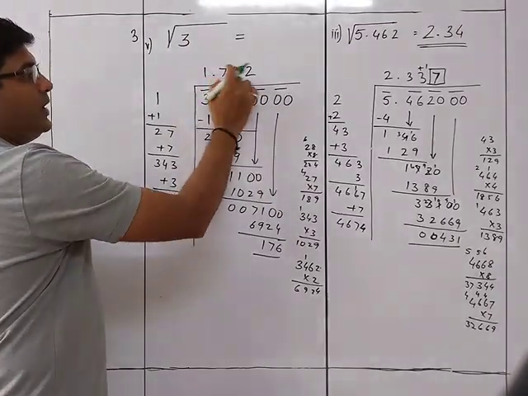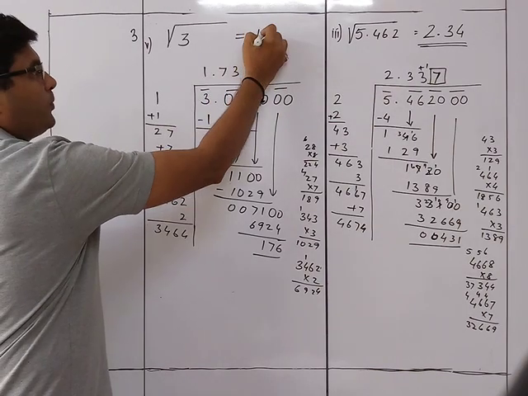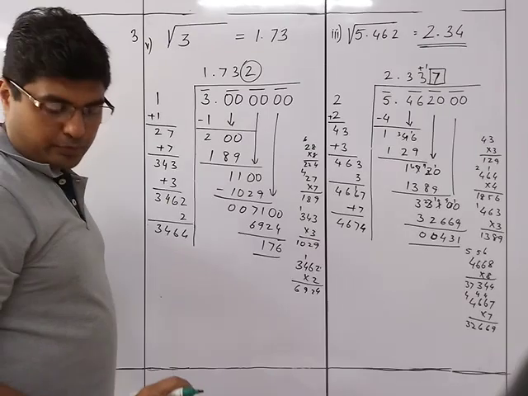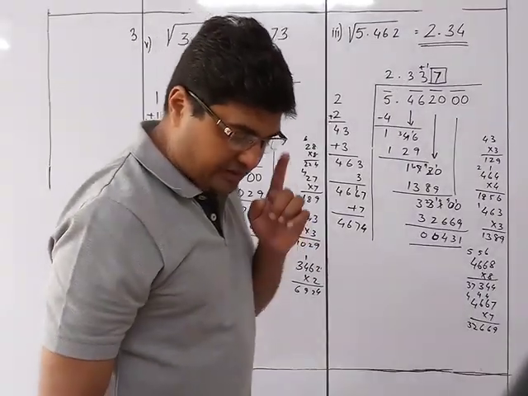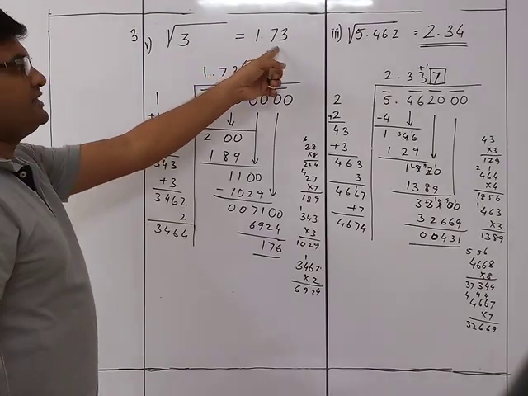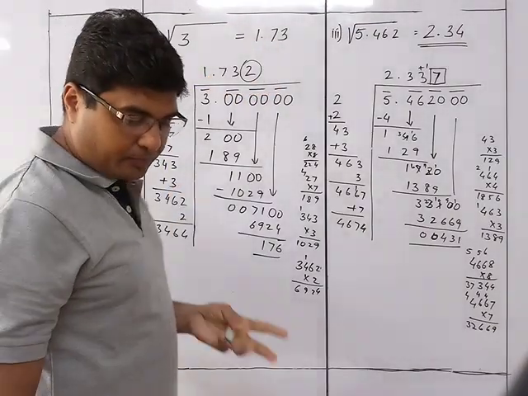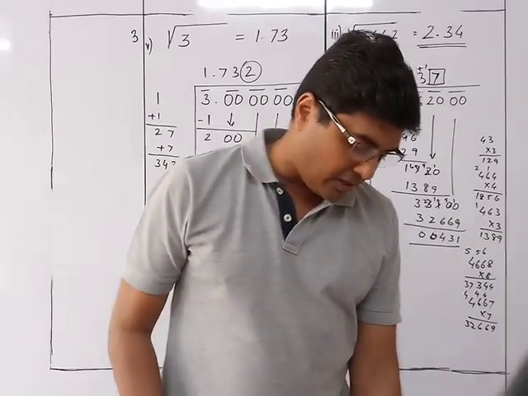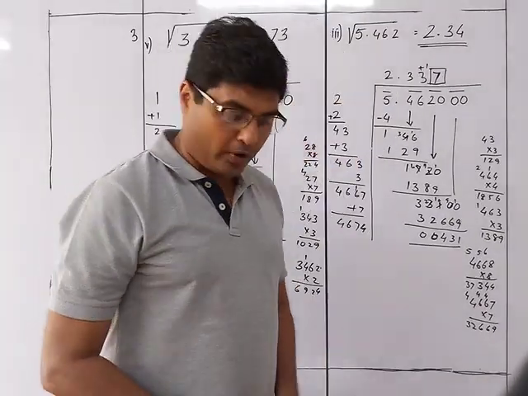So answer will be only up to 2 decimal points. So 1.73 because this is less than 5. So that is the answer for the fifth question. Root 3 is 1.73. That is up to 2 decimal points. Are we clear with this? So that was the question number 3 of 3.4.